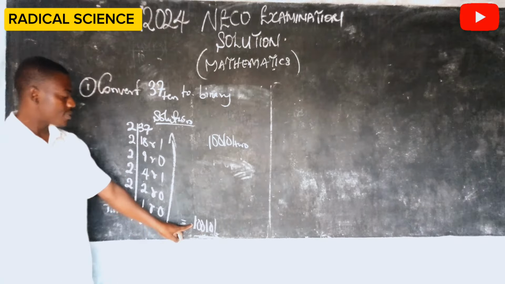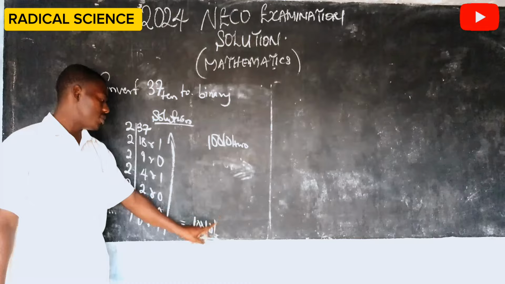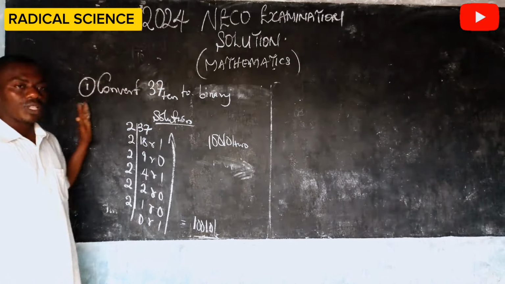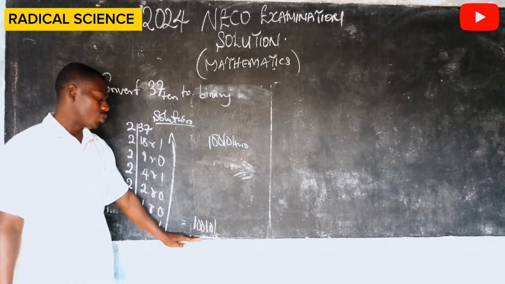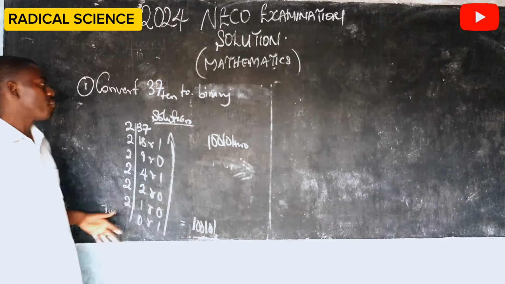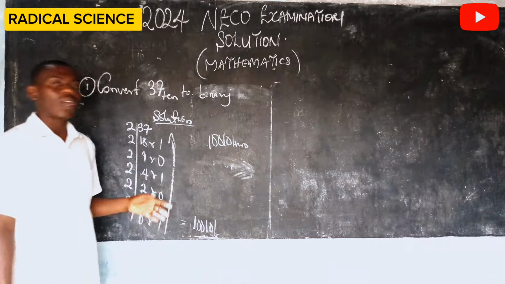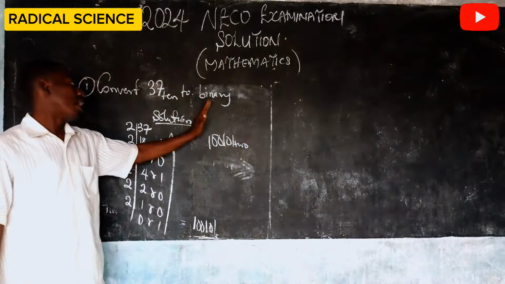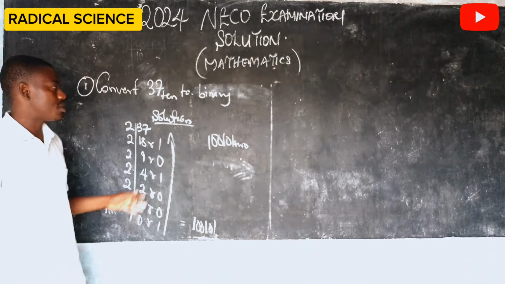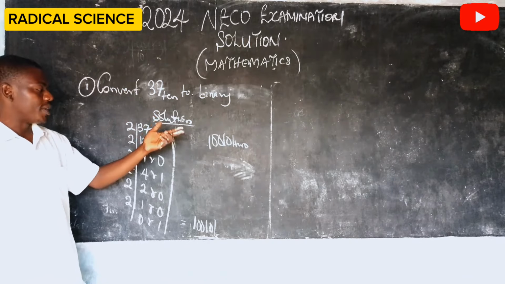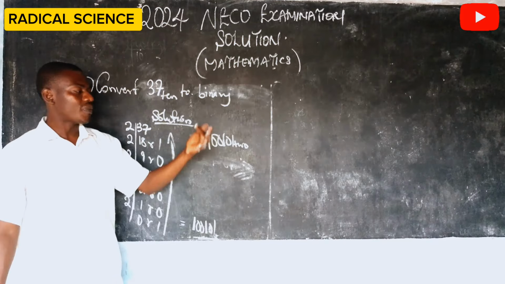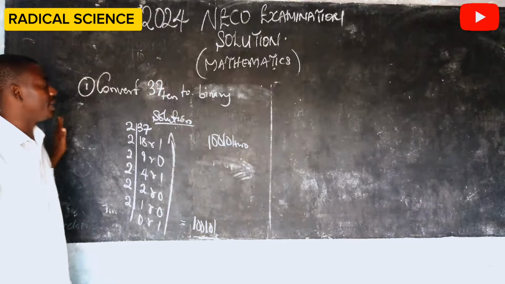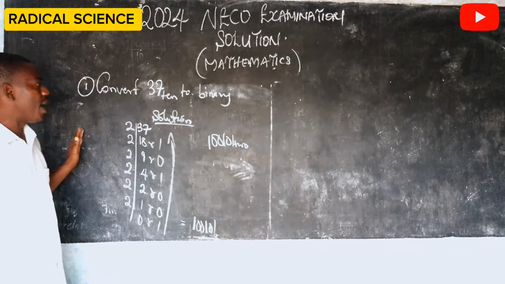Our answer is 100101. This is when we convert 37, which is already in base 10, to base 2. You can convert any number. If you are asked to convert to base 3, you divide by 3. If you are asked to convert to any base, be it base 2, base 3, base 4, base 5, base 6, base 7, base 8, and base 9, you keep dividing by the base you were asked to convert to.